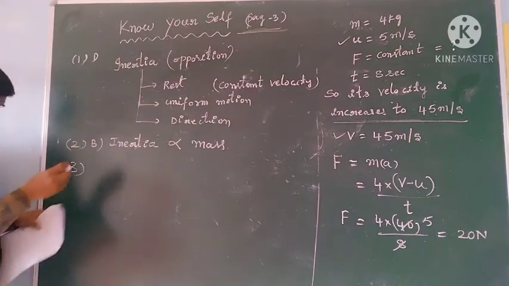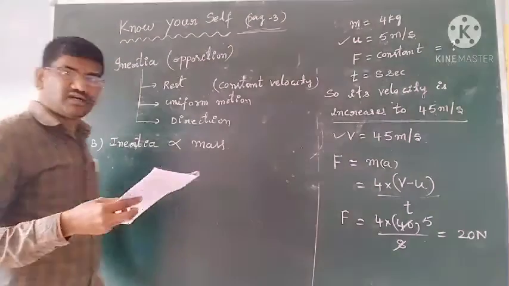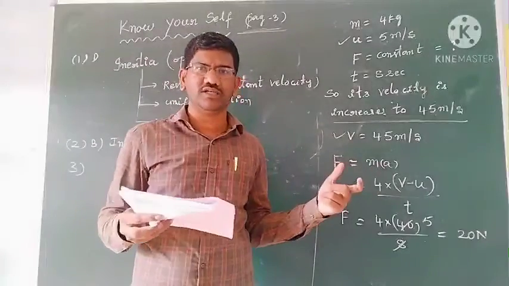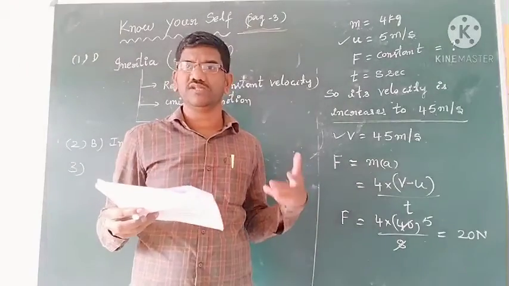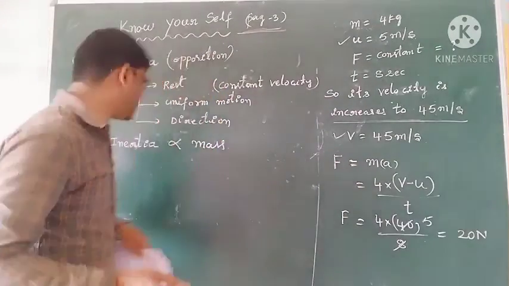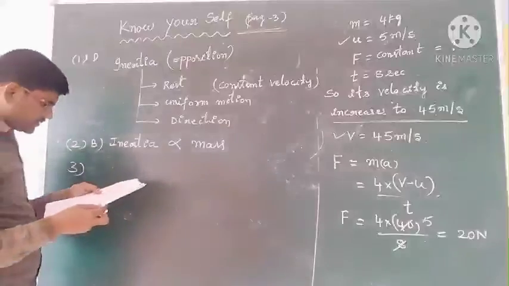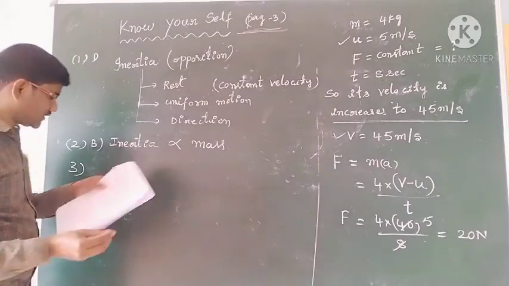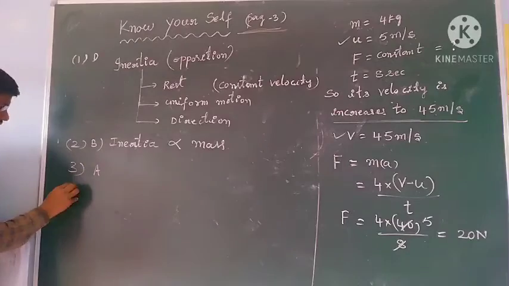Okay, next. Third one, an athlete runs some distance before taking a long jump, because he is bringing his body into inertia of motion. Because of that inertia of motion, he can take a long jump. So he is acquiring large inertia of motion. So third one, answer you will get A.